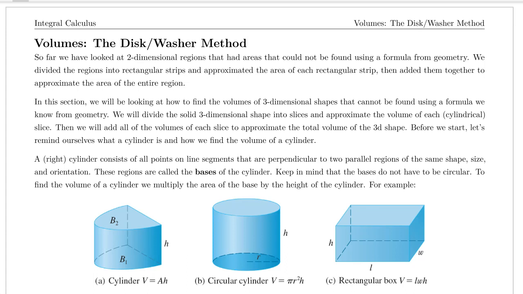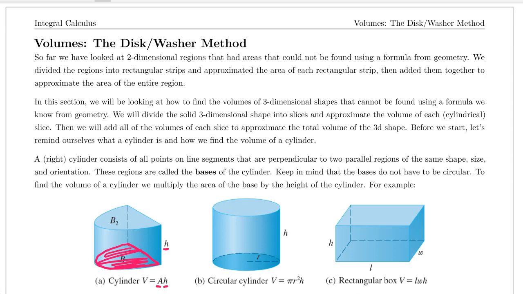For example, here we have a cylinder. Its base is this shape here. And if I take the area of that, in this case, we're just going to call that area capital A, and I multiply it by the height, then we get the volume of that cylinder.